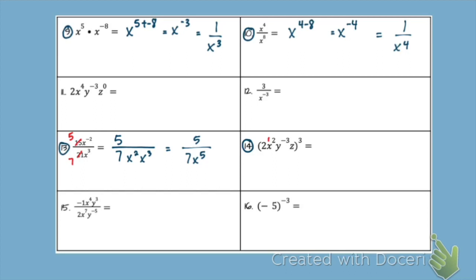Problem 14, let's start with putting an exponent of 1 on the 2 and also on the z. And then since we have a power to a power here, that 3 outside, I need to multiply all of my exponents by that 3. So I get 2 to the third, x to the sixth, y to the negative 9, and z to the third. I need to deal with both the 2 to the third and the y to the negative 9 still. 2 to the third is 8, so I'm going to use that. And I don't want negative exponents left in here, so I'm going to make sure I move my y to the negative 9 to the denominator and make it a positive 9.